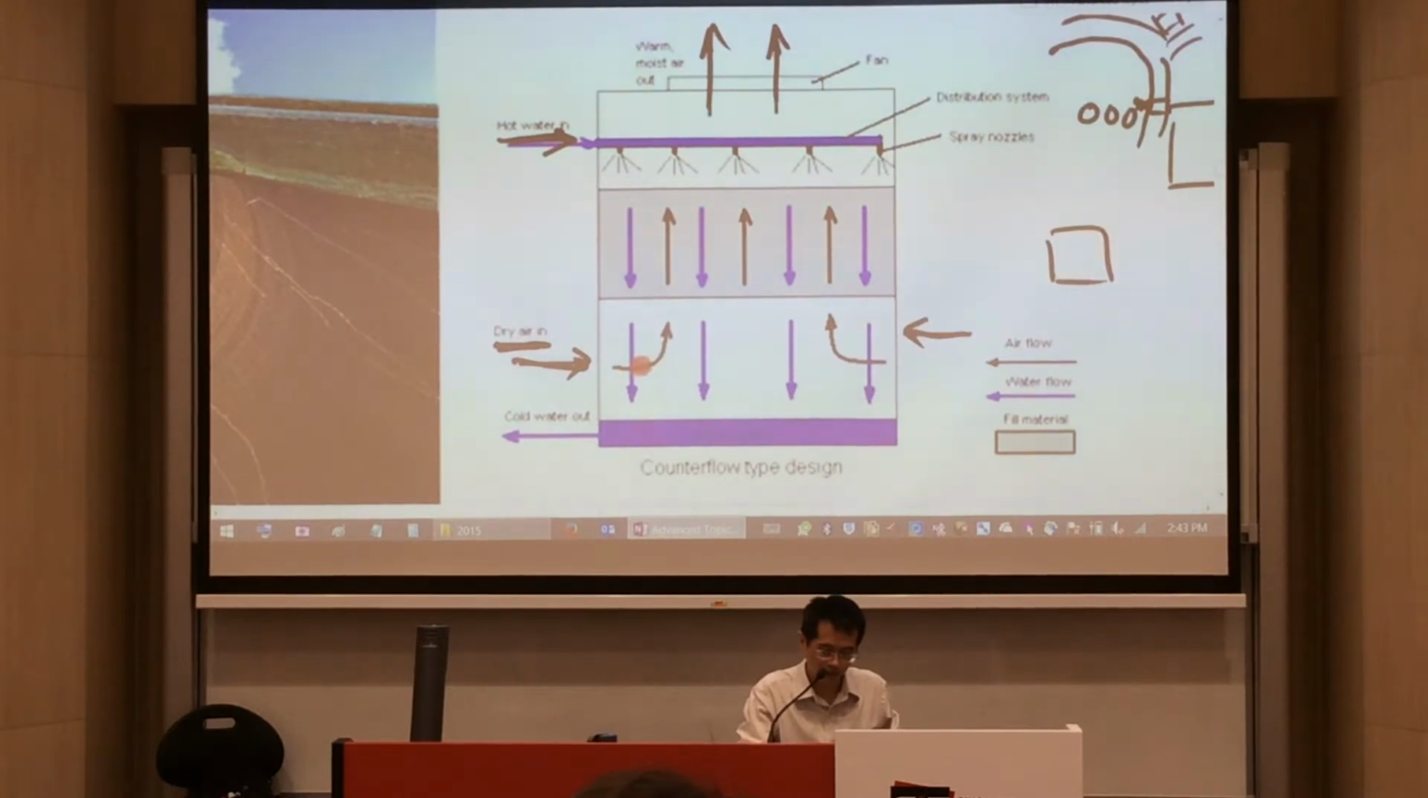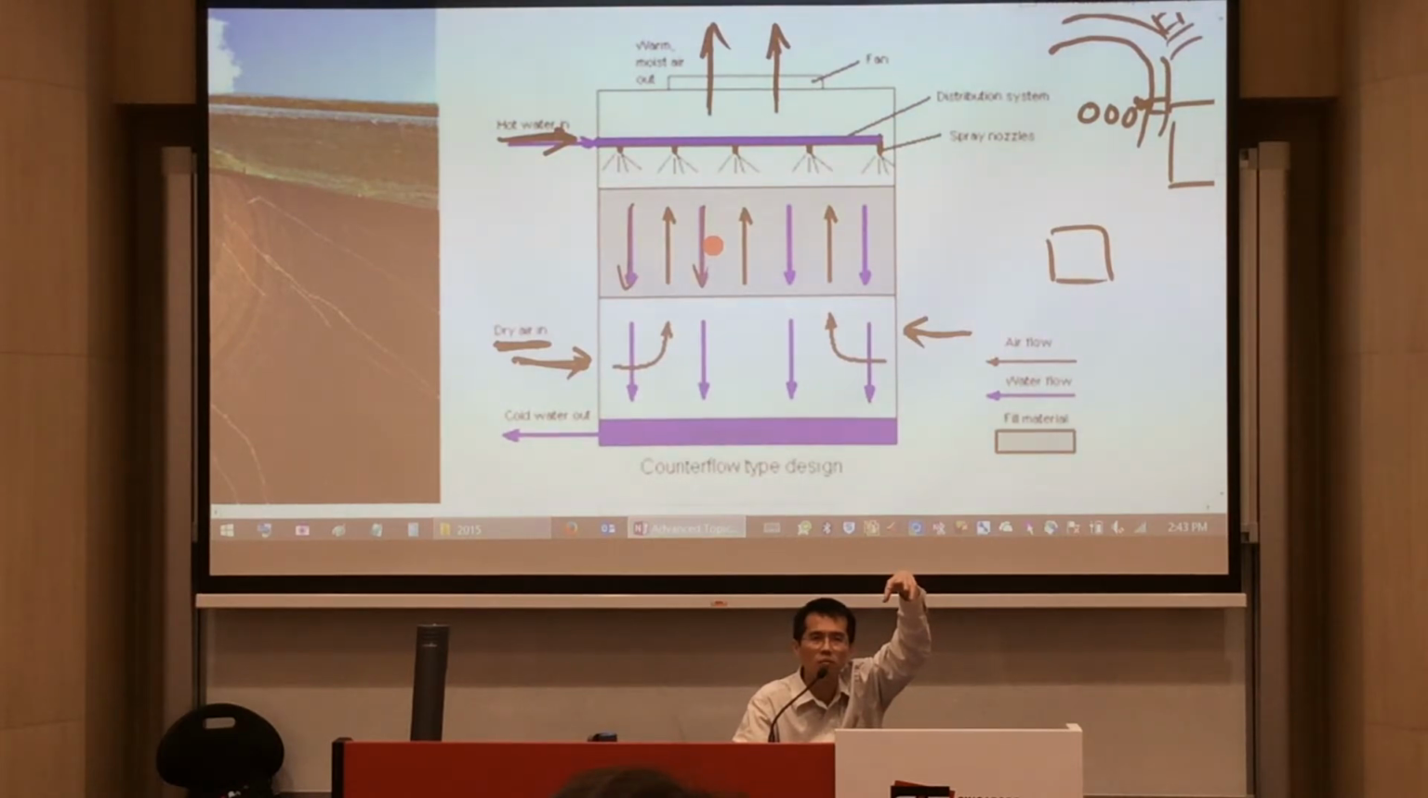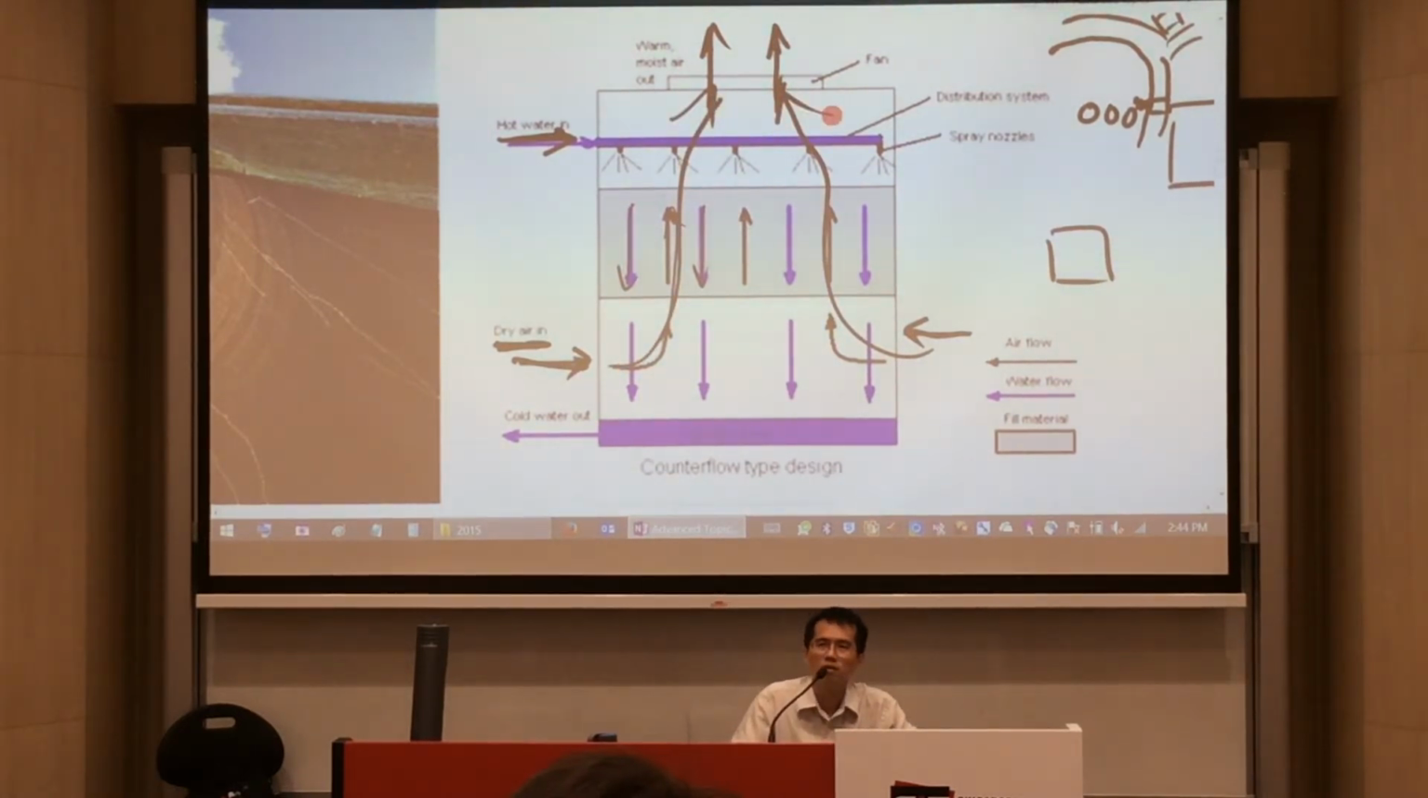If you have air that's coming in here, these sprinklers are sprinkling hot water downward. You can see that this sprinkled hot water will interact with the cool air that's coming up. And this cool air is going up because there's a fan here drawing the air up. So you could look at this as some form of heat exchanger. And in this case, is this a parallel flow or counterflow heat exchanger? It's a counterflow heat exchanger.